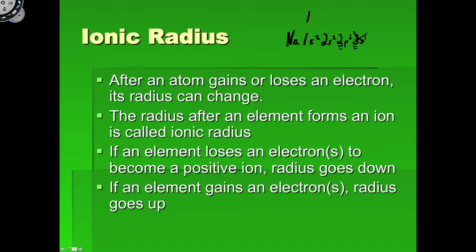Something smaller like lithium, 1s2, 2s1. We see it's going to lose this electron, so now it drops from the second energy level to the first, so its radius goes down. If it gains an electron, the radius goes up. Well, let's look at that.